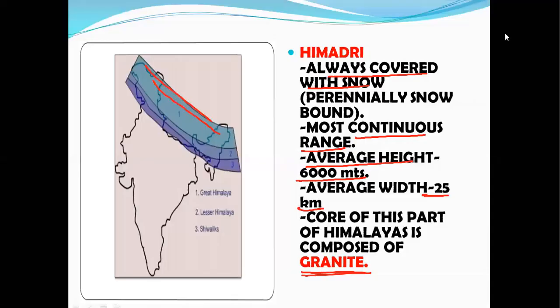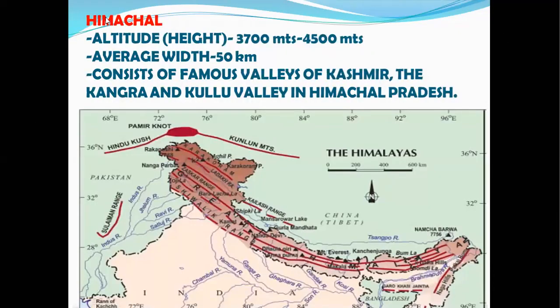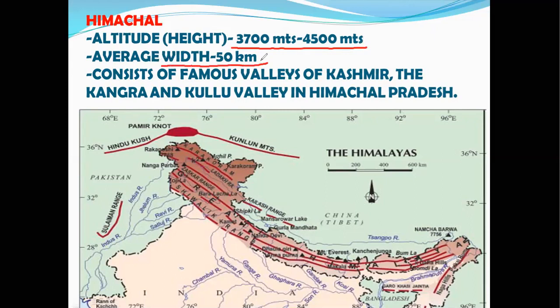Now the layer below Himadri is called Himachal. This range has mountains of altitude of about 3,700 meters to 4,500 meters and the average width of mountains is about 50 kilometers. It consists of the famous valleys of Kashmir, and the Kangra and Kullu Valley in Himachal Pradesh.